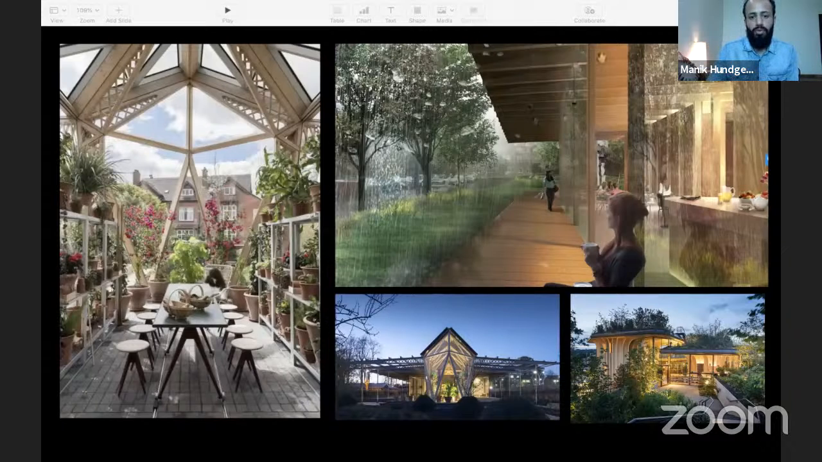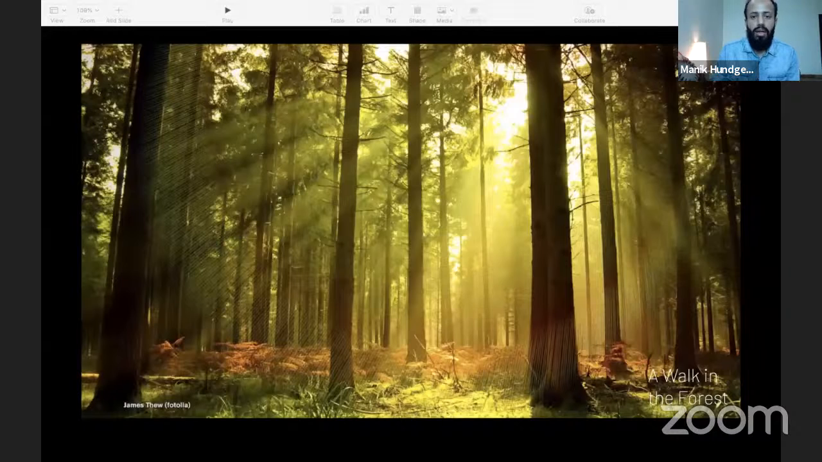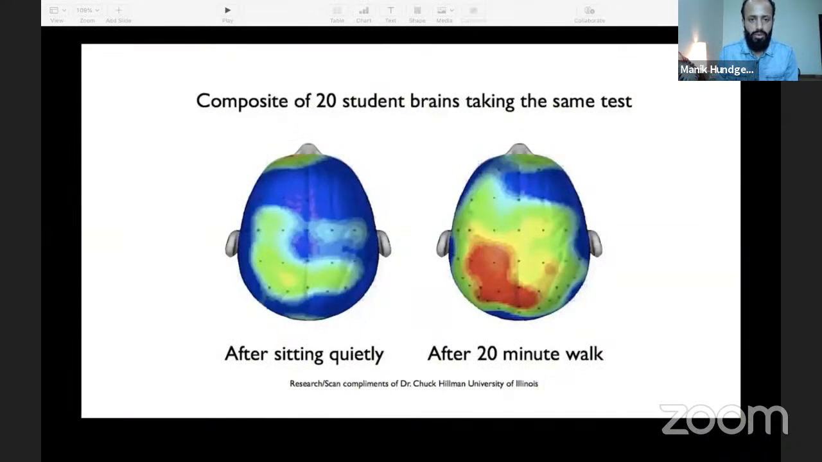So this is one example of a healthcare center where they have tried to merge the boundaries between buildings and walls, right? This is about a walk in a forest. So studies show that about a 20 minute walk in a forest shows significant activity in your brain. And what is this activity? This activity looks something like this, right?